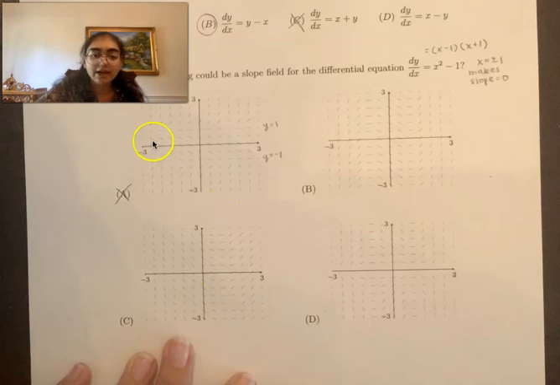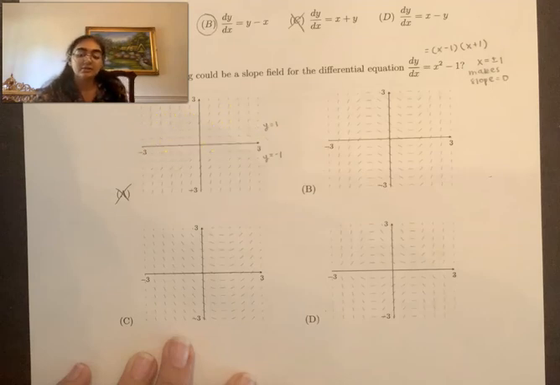Further, if we look at each row, we can see that the slope is the same for each line segment, for each point. That means that this slope field's differential equation only depends on y. Our differential equation only depends on x, so A still cannot be the answer.